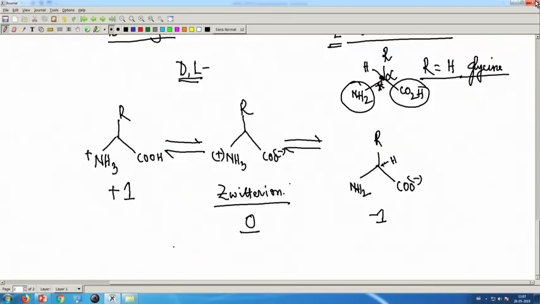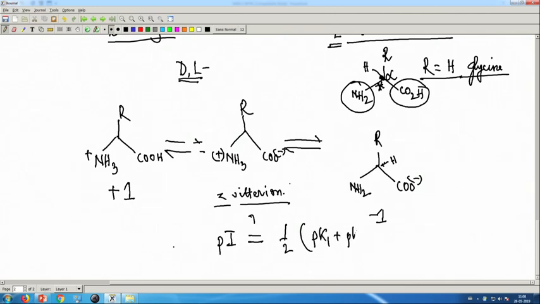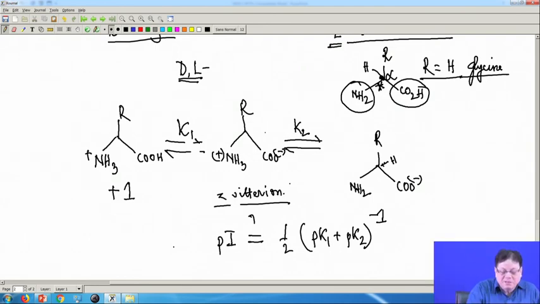Now, what will be the pH at which the zwitter ion is present? We can deduce that later on, but there is a formula. That pH is basically pI, which is called the isoelectric point. pI becomes half of pK1 plus pK2. What is pK1? pK1 is the first dissociation. This is K1, this is K2. Remember, these are not rate constants, these are equilibrium constants between these two species. So that is the general relation for pI.